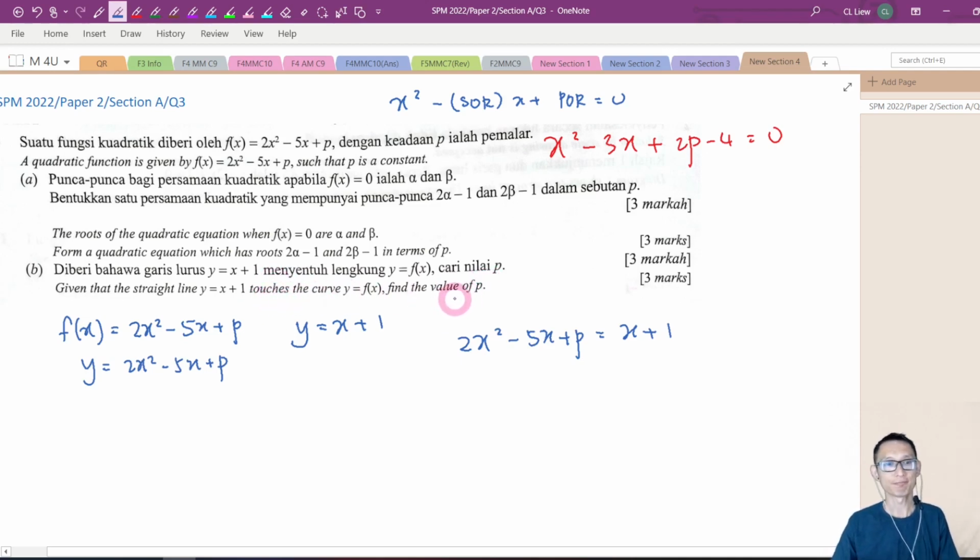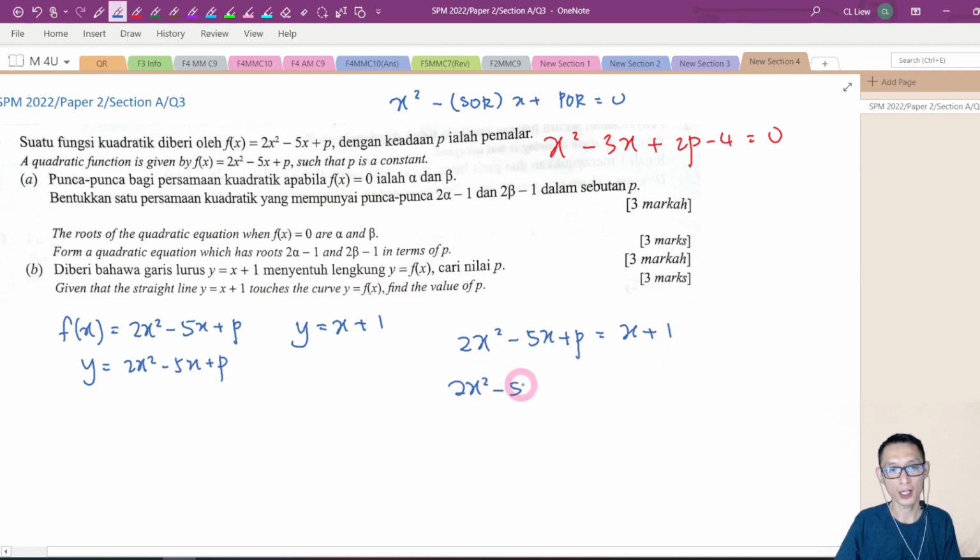Since the question tells you touches the curve, okay, sorry, let me see again. I think the question wants to say touches the curve y equal to f of x at only one point, which means that this is actually the tangent of this. Okay, let me assume that the question wants to tell you that this straight line only touches f of x at one point. Okay, let me continue doing this.